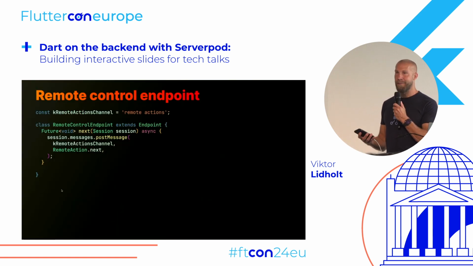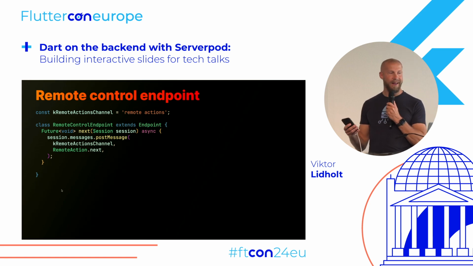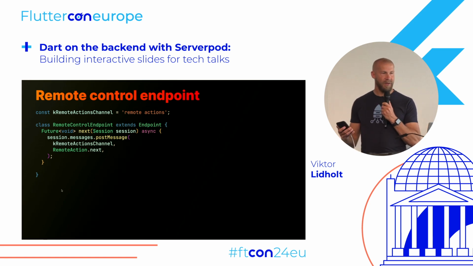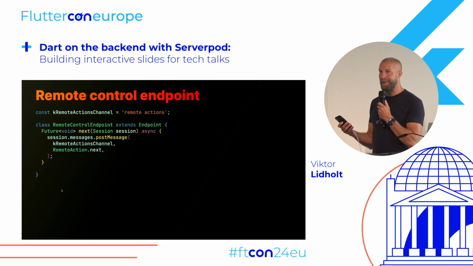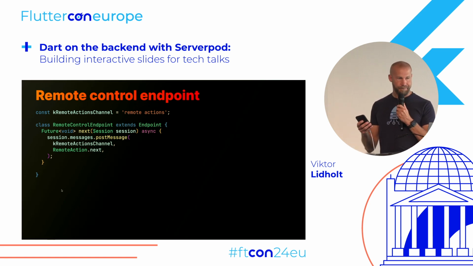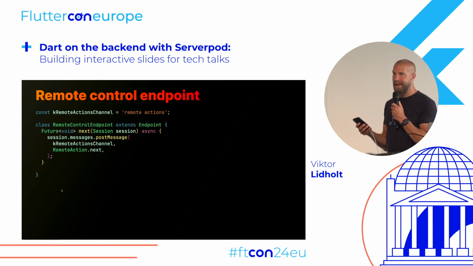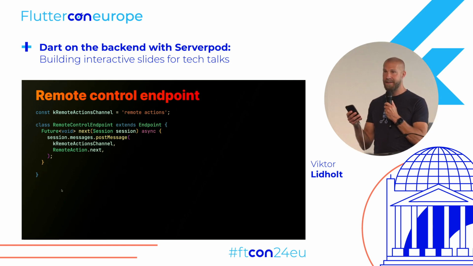Next, we need an endpoint where we handle these actions that we send from the client. So I call that a remote control endpoint. We'll remove the endpoint part of this, so we'll access it by just remote control, and then we have a next method on this endpoint. In this next method, we access the message central of Serverpod, which is available on the session object. So that's the messages here.